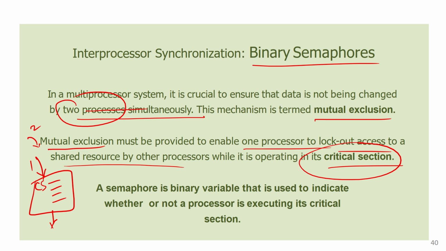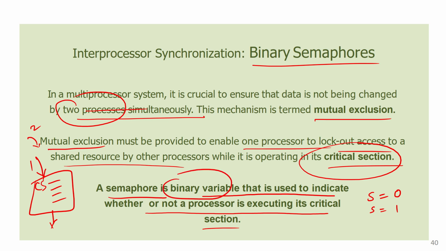And a semaphore is a binary variable that is used to indicate whether or not the processor is executing its critical section. Let's say S is my semaphore. If it is 0, it means it is not executing the critical section, and if it is 1, it means that it is executing the critical section. That is why it is called a binary variable.